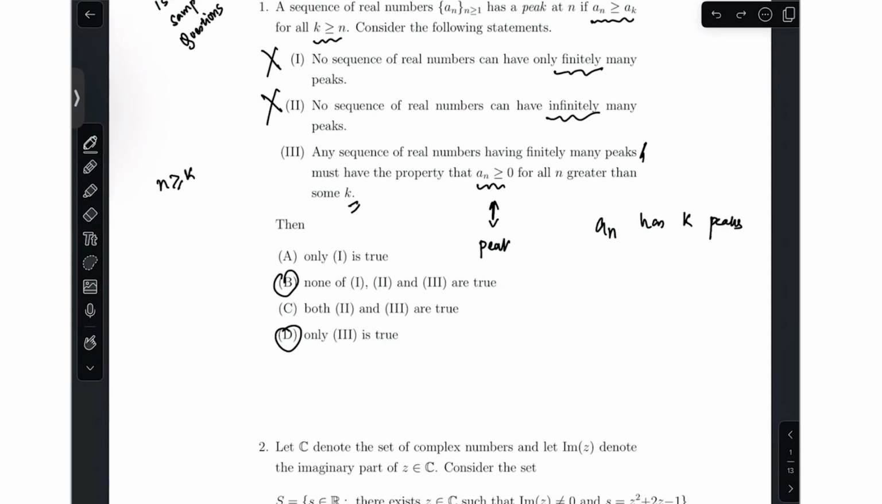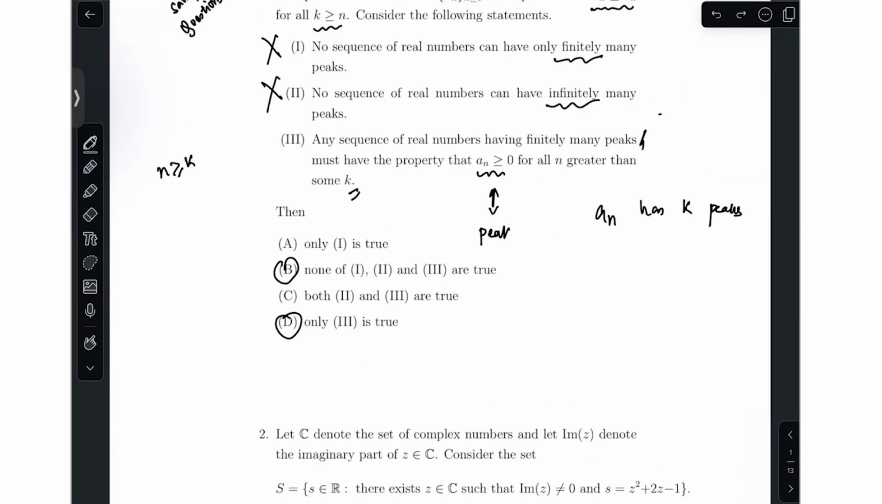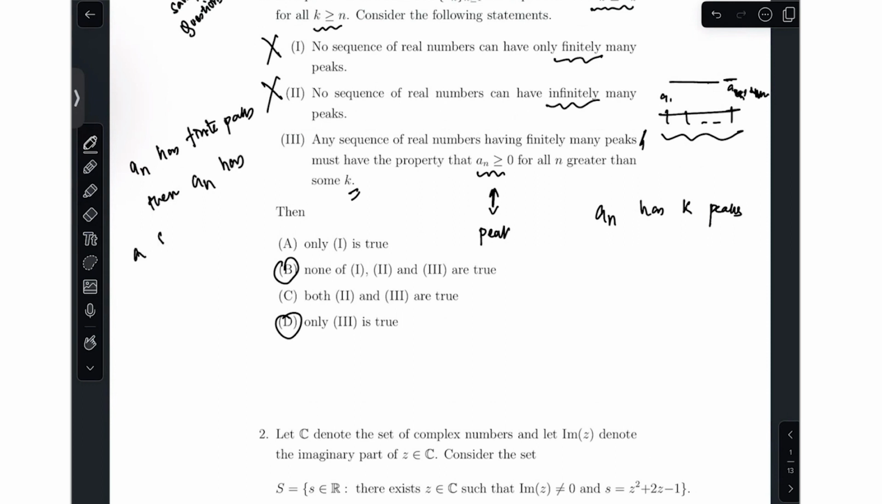Till those numbers. So let's say a_n has k peaks. All the numbers after this, not a_k, but let's say a_k', till this, it can be 1000 also. All the numbers after this are less than or equal to this. That means among the peaks, take the maximum of them. That should be the maximum value of the sequence. That means if a_n has finitely many peaks, then a_n has a specific maximum value.